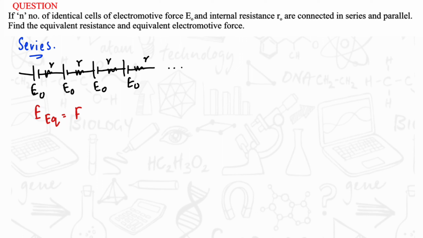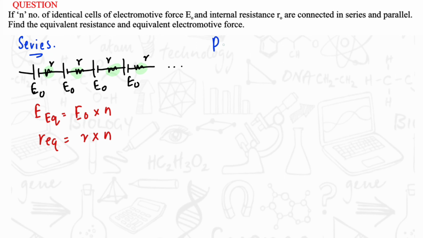So that will be E0 times n. And since these resistors are in series to each other, you can say that Req is equal to R times n.